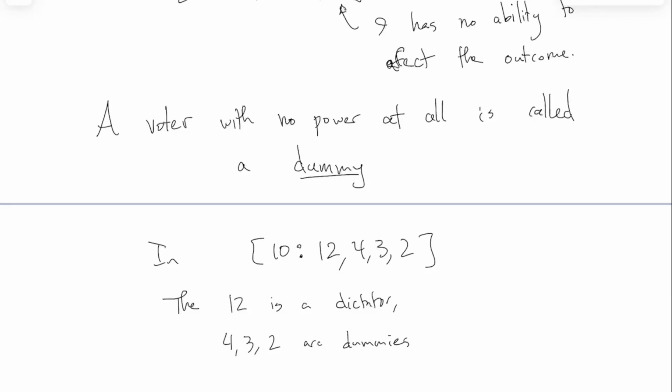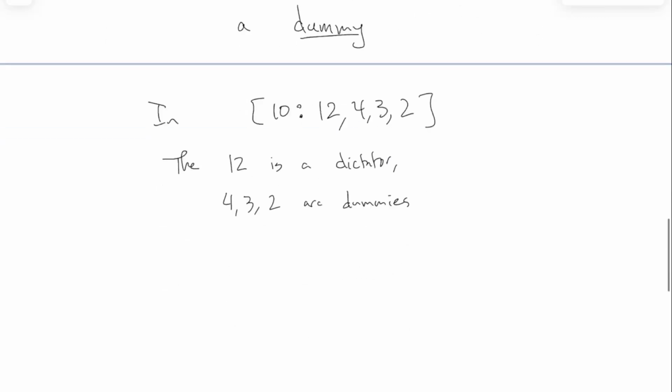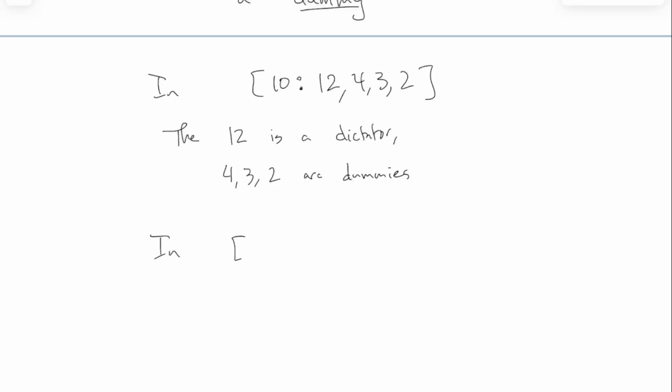The dictator has all the power. That means automatically the other three have no power at all, and so they were dummies in that system. But in this other one, 30, 10, 10, 10, 9, there is no dictator because none of them individually makes it to 30 all by themselves, but the 9 is a dummy. All right.